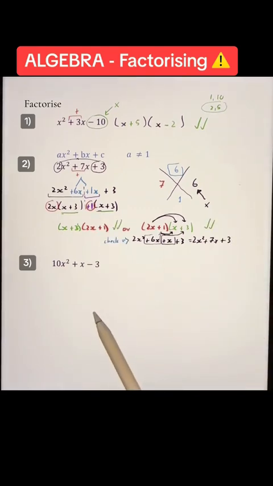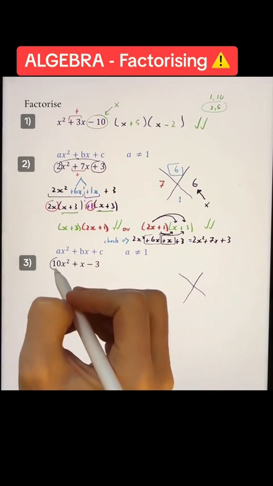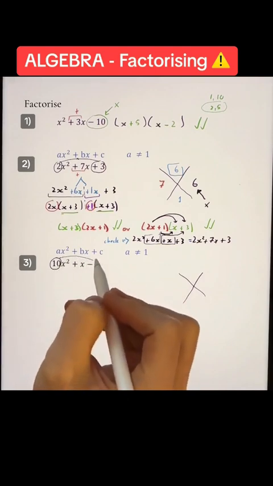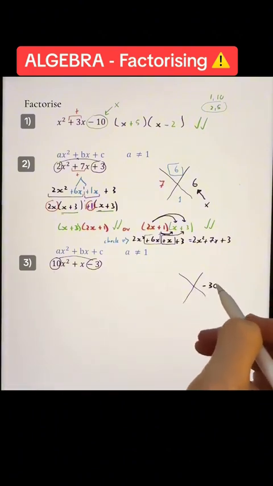Once again, factorise means to put back into brackets. Again here, the number in front of the x squared term is not 1. So I apply my a times c method. Again, start by drawing a cross. A times c: I multiply the number in front of our squared term by our number term. In this case, 10 times negative 3, you must take the sign, gives us negative 30.